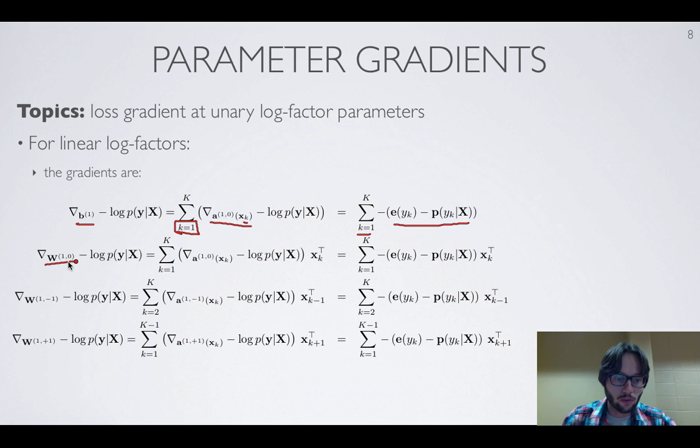And now if I want the gradient with respect to the weights that connect the input at the current position k, or to the left or to the right, I get something very similar. It's again the one hot vector minus the vector of marginal probabilities, but for this part of the parameter matrix I multiply by the transpose of the vector aligned with the current position k. This one I multiply by the transpose of the vector to the left, and this one by the transpose of the vector to the right.